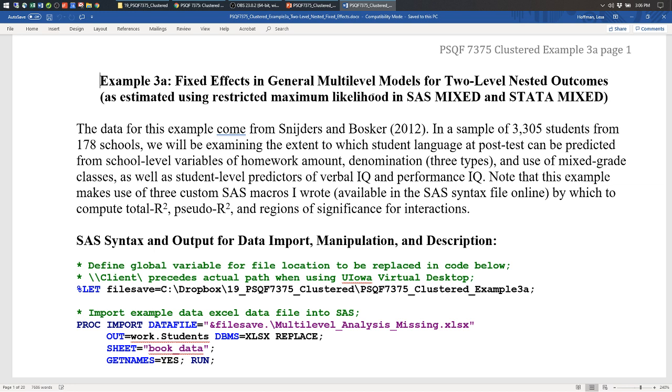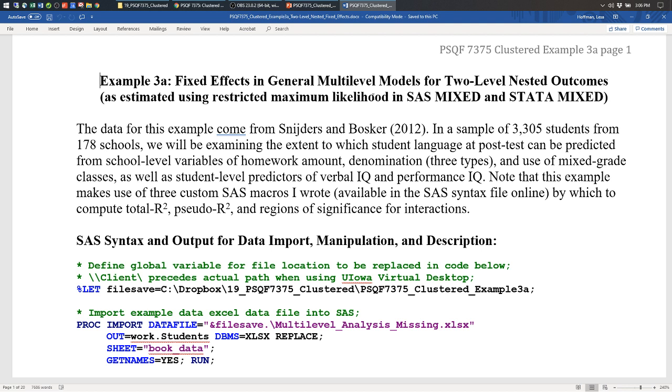So this is data from Snijders and Bosker, a sample of 3,305 students from 178 schools. This is example 3A that I just posted. They have language outcomes from a pre-test and from a post-test, and they used post-test in the book. So I grabbed some of their school level variables as well as student level variables we'll look at next time.